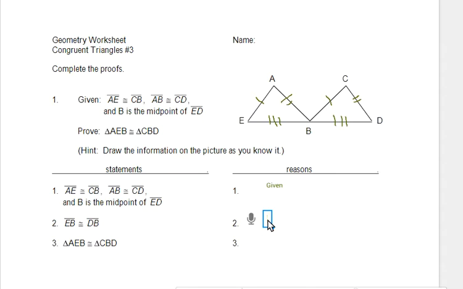And since B is the midpoint of segment ED, we can use the definition of midpoint to say that EB is congruent to DB. And then finally, we can prove the triangles are congruent because we know that all three sides of one triangle are congruent to all three sides of the other. So that would be our SSS postulate.